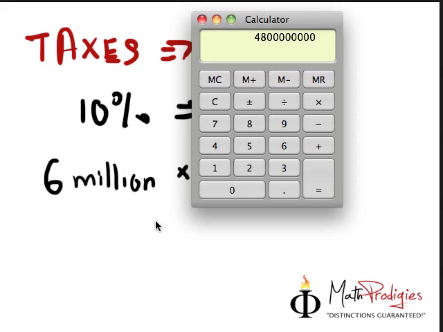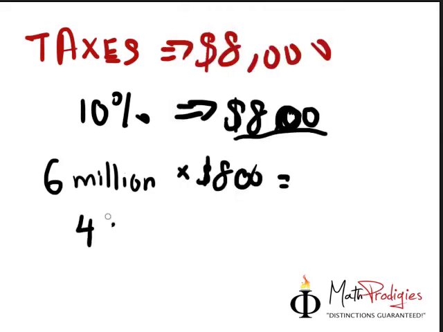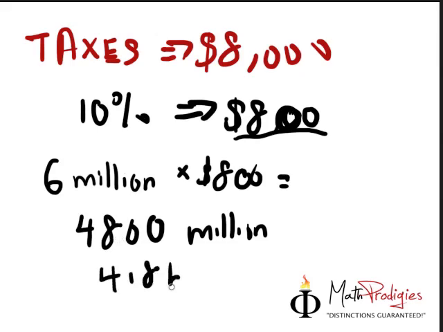So it's actually going to create 4,800 million dollars, which is about $4.8 billion. So that's the amount of money the government gets from us, and that money goes into paying for the light, for the energy, for the water, and all that kind of things. So that's what taxes is all about.